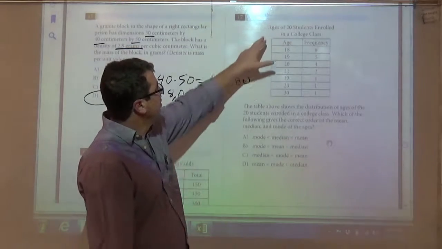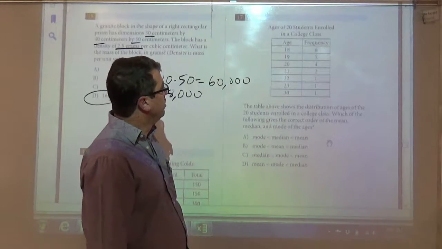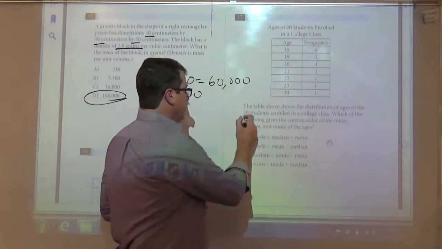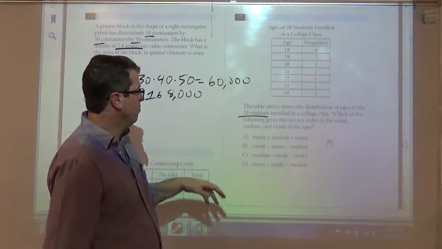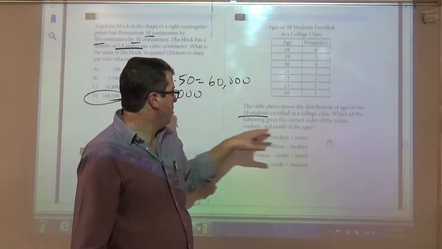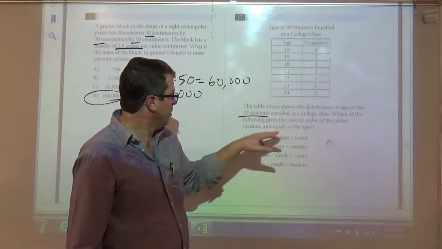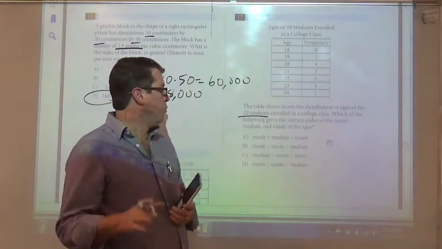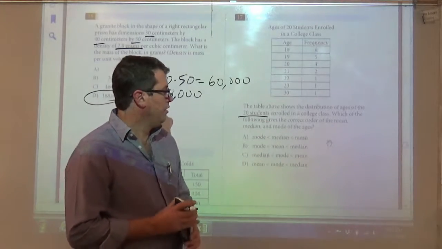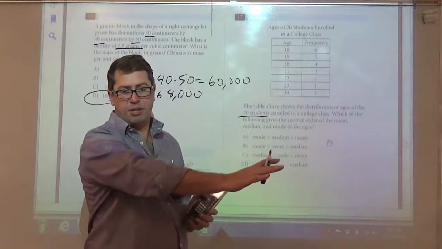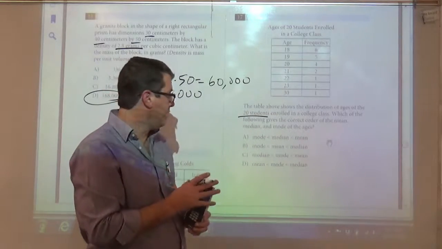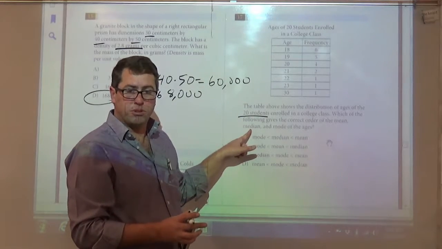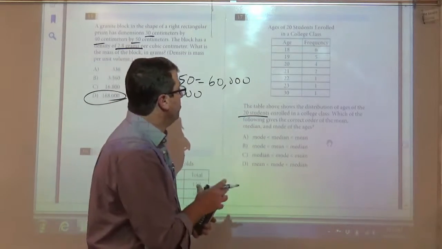Alright, number 17. Ages of 20 students enrolled in a college class. The table above shows the distribution of ages of the 20 students, so that's my total number, enrolled in a college class. Which of the following gives the correct order of the mean, median, and mode? Mode means it happens more than once. Mean is, I'm just going to add up all that I have, divide by how many I have, which is the 20. And median means I put them in order, and then I pick the middle one.